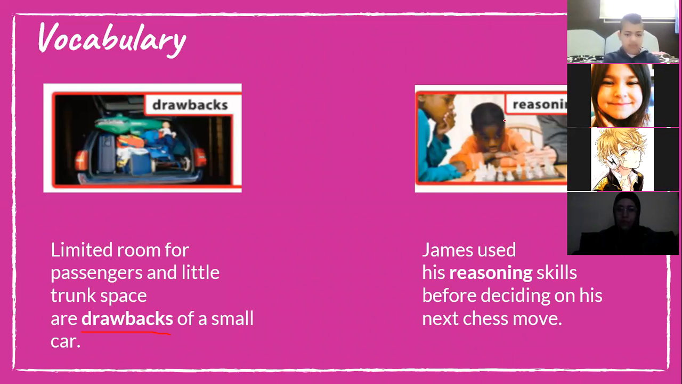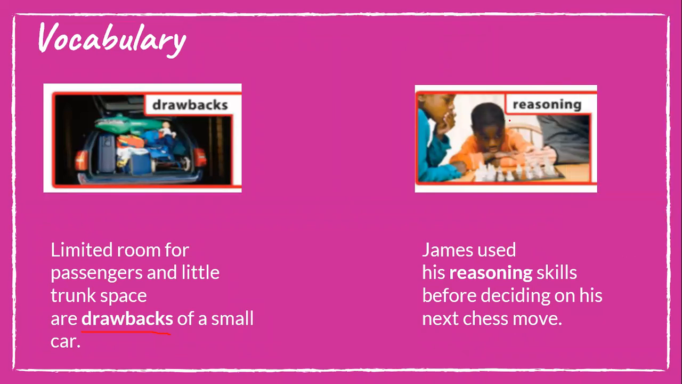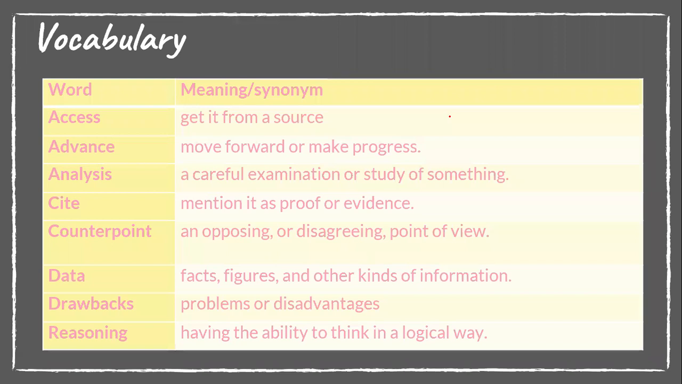Okay, the last word is reasoning. James used his reasoning skills before deciding on his next chess move. So James was thinking how to move the chess piece. Okay, so what do you mean here by reasoning? Reasoning is to think in a logical way in order to make something correct. So when we say reasoning, we mean to think in a logical way. So now these are the words with their meanings.